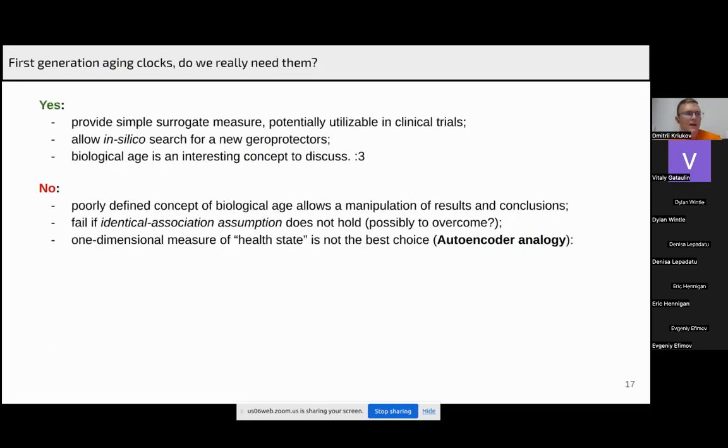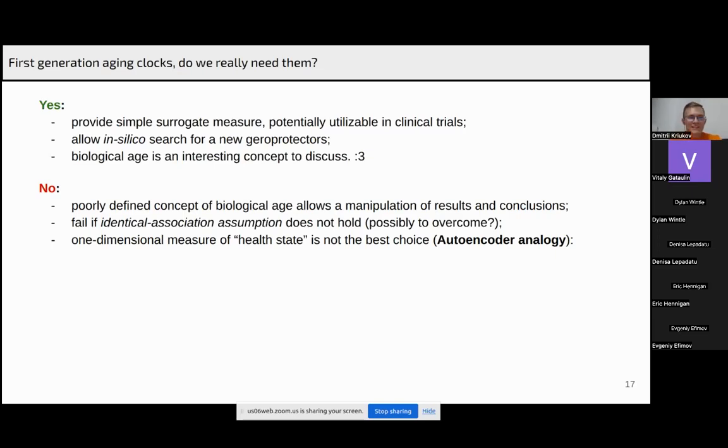Okay, I'm moving to the end of today's session, and I want to discuss the following question. First generation aging clocks. Do we really need them? Do we need aging clocks actually? This question has two answers, so obviously yes and no.